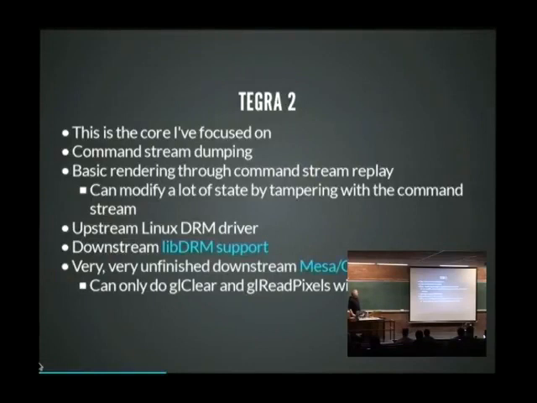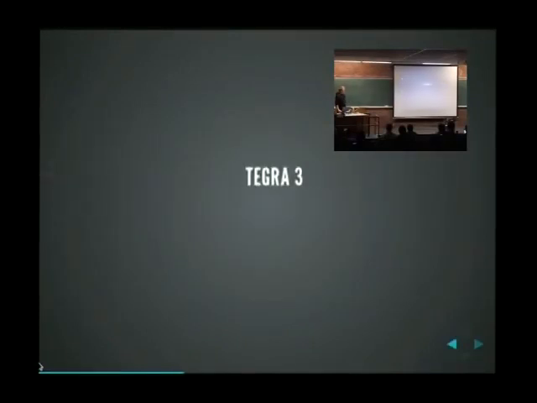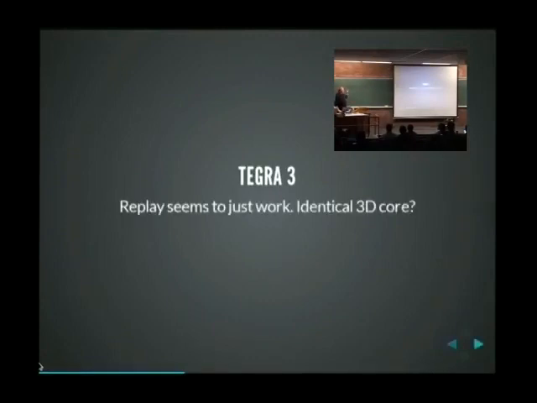Now we have a very unfinished Mesa Gallium driver and can only do GL clear and read pixels, but it's at least some basic stuff working. So it deals with tiling and these kinds of things. So Tegra 3 seems to just work. I don't really know this, but I haven't seen any real differences in the command stream, so it looks like it's just the same 3D core.